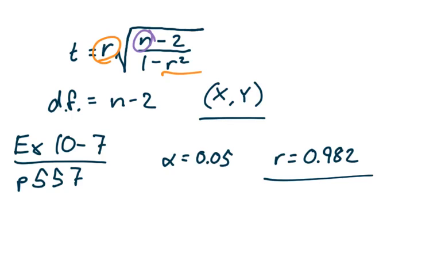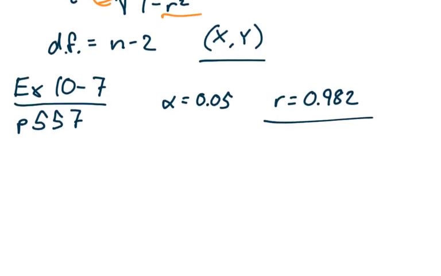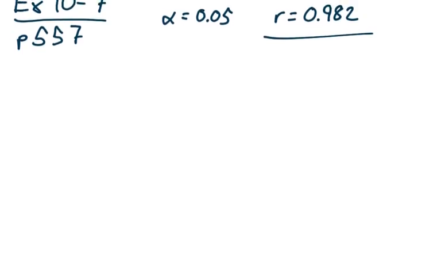So let's just simply perform the hypothesis test. Let's get ready here. There's our pertinent information. So step one, state the hypotheses. H subscript 0 is that rho is equal to 0.